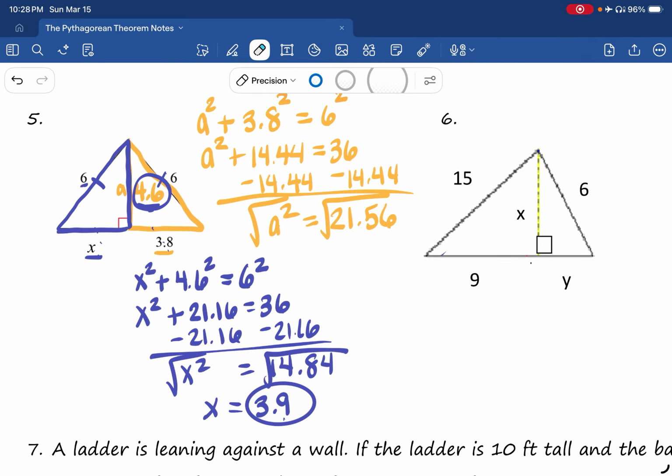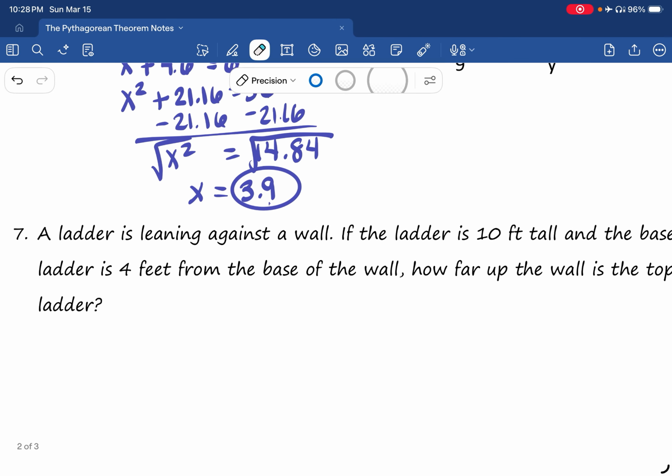So as we move on to number 6, there's actually a problem with number 6. The measurements do not work out right. So we're going to omit number 6 and we're not going to do this one. Okay, so we're going to go on to number 7. All right, number 7.